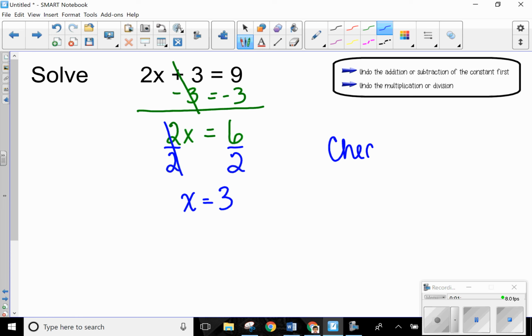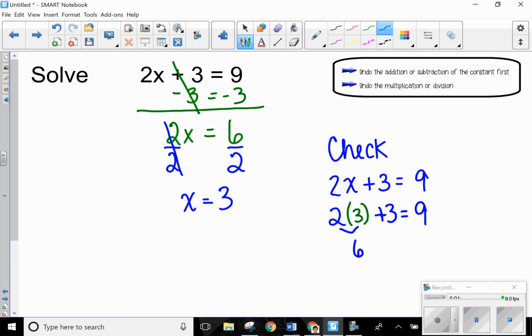Our last step is to always make sure we check our work. So we take our original equation and we write it down. And then what we'll do is we'll substitute the answer we got. We got 3 for that. So I'm going to see if my left side will equal my right side. Well, 2 times 3 is 6. And then I'm going to write down the rest of the equation. And then, so 6 plus 3 is 9. My left side equaled my right side, so my solution of 3 is correct.